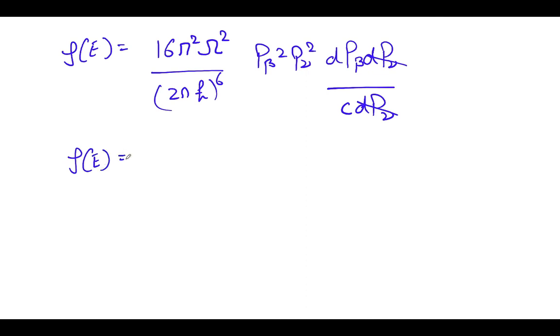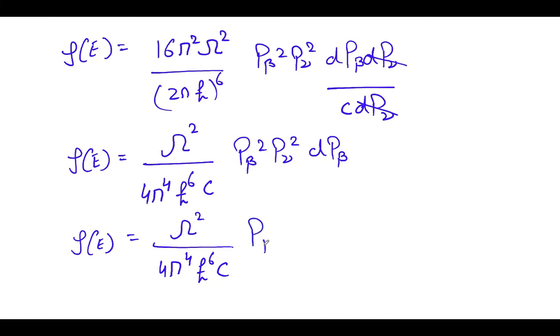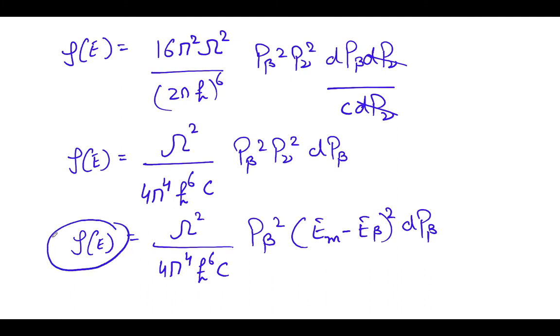So the density of states: when we open this (2π)^6, it gets cancelled with this 16π². So we are left with Ω² over 4π⁴ħ^6 into c, p_β² p_ν² into dp_β. Putting the value of this momentum of the antineutrino, this equation becomes Ω² over 4π⁴ħ^6 into c, (E_M minus E_β)² into dp_β. So this is the value of the density of states for the emitted beta particle.